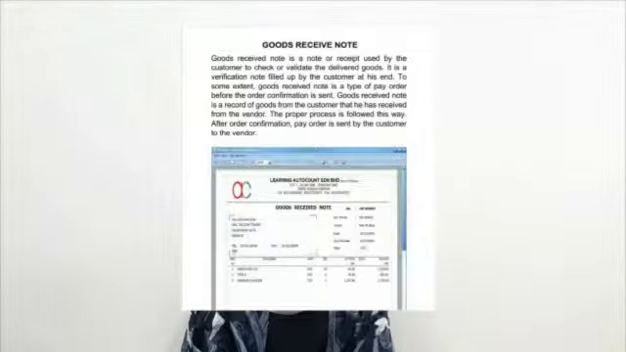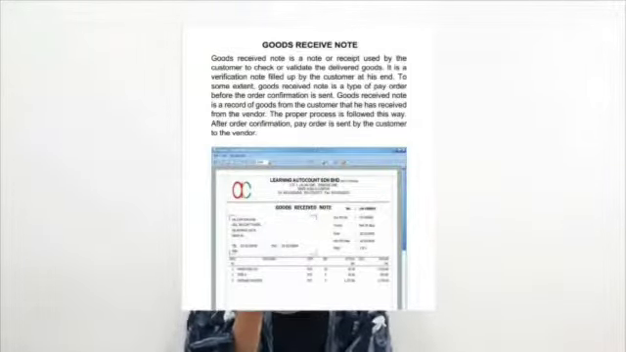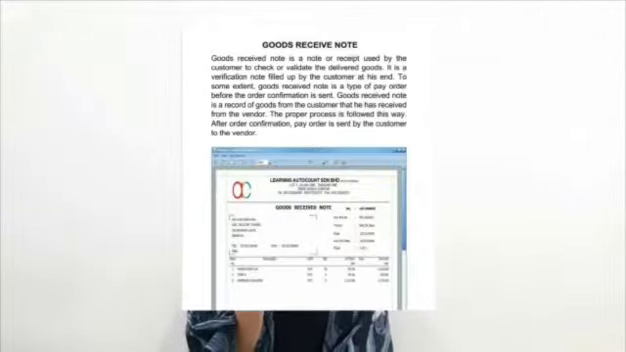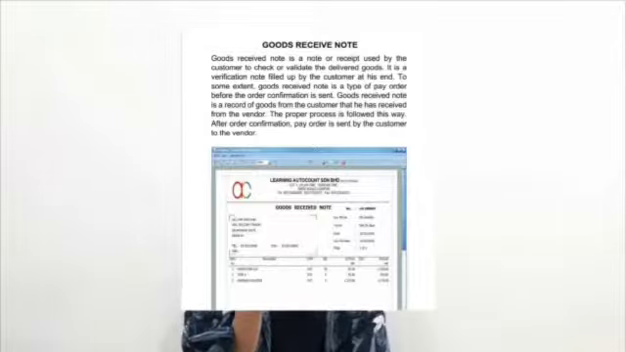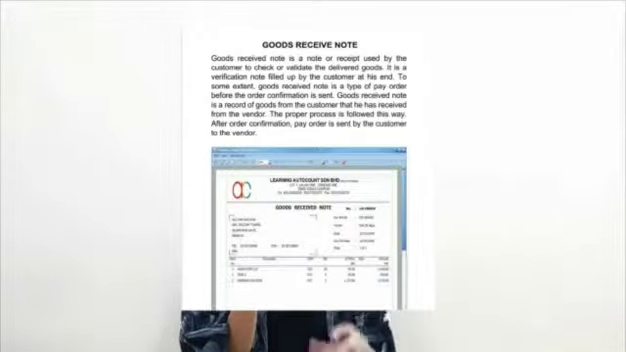The last one is goods receipt note. What is goods receipt note? Goods receipt note is a note or receipt used by the customer to check or validate the delivered goods. It is a verification note filled out by the customer at his end. To some extent, goods receipt note is a type of pay order before the order confirmation is sent. Goods receipt note is a record of goods from the customer that he has received from the vendor.